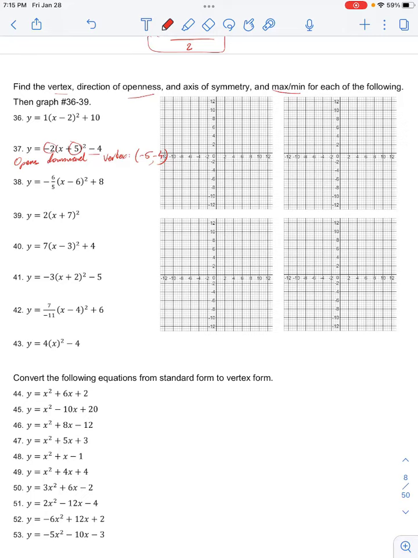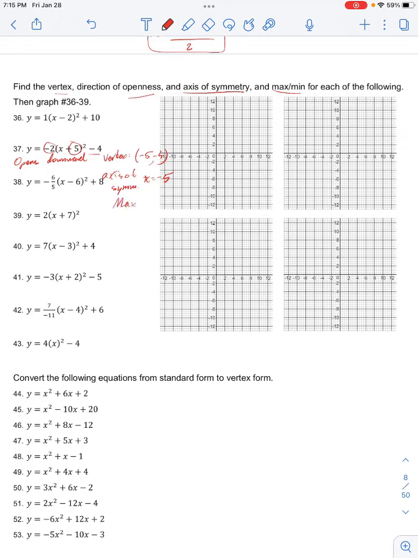Then looking for the axis of symmetry. So our axis of symmetry is at this vertex point, so that would be axis of symmetry at x equals negative 5. And since this parabola opens downward, our vertex must therefore be a maximum. So it is a max.